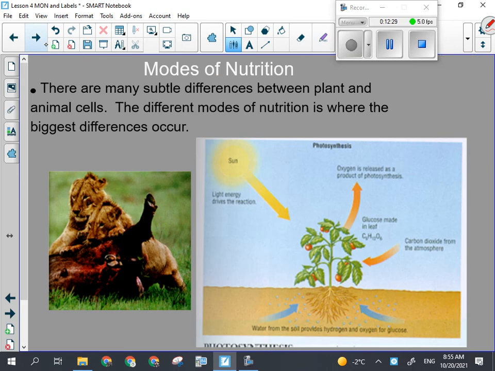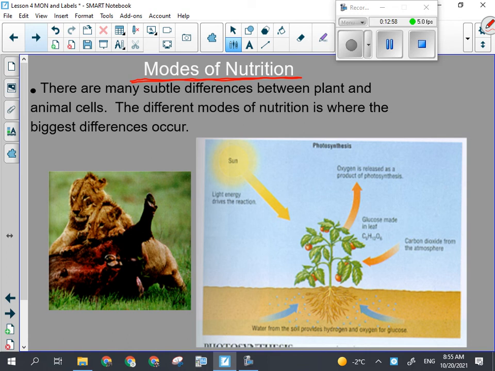So, modes of nutrition. Those three words are going to be important because they are the reason why plant and animal cells are different. They're also why the cells of a fungus are different from animal cells and different from plant cells, and so on. The way they get their glucose is different, and so their cells are adapted to acquire the energy that they need.